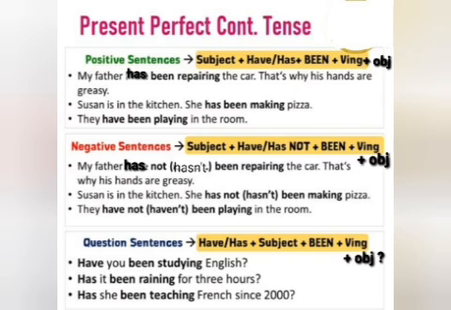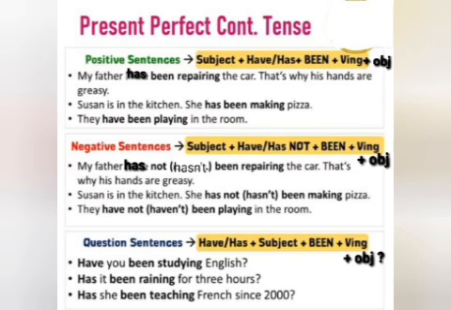How to write the negative form of present perfect continuous? The format is subject plus has or have plus not plus been plus V1 plus ing plus object. And to write the question form, you have has or have plus subject plus been plus V1 plus ing plus object.